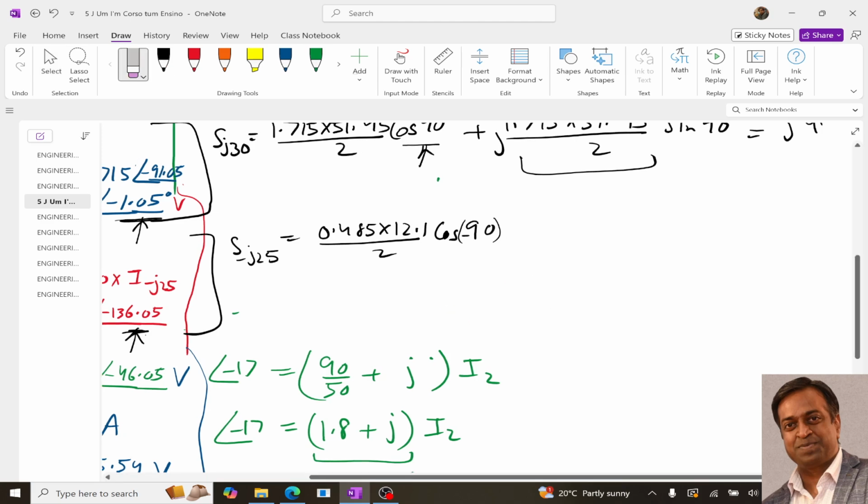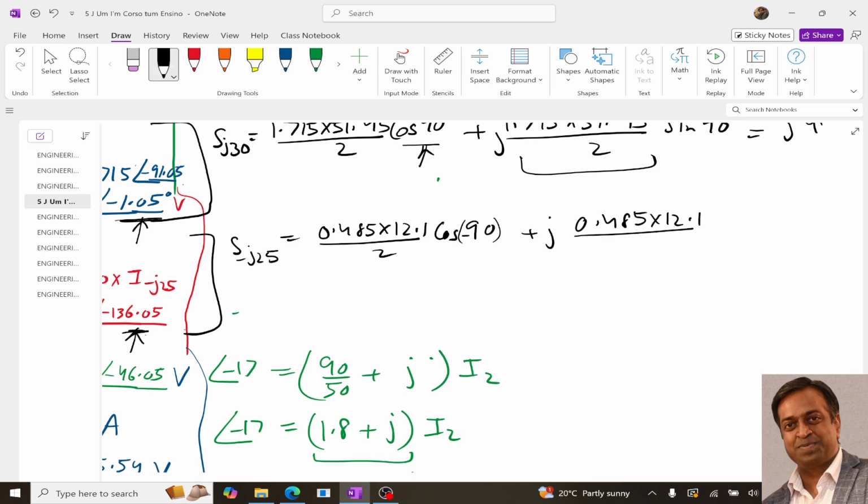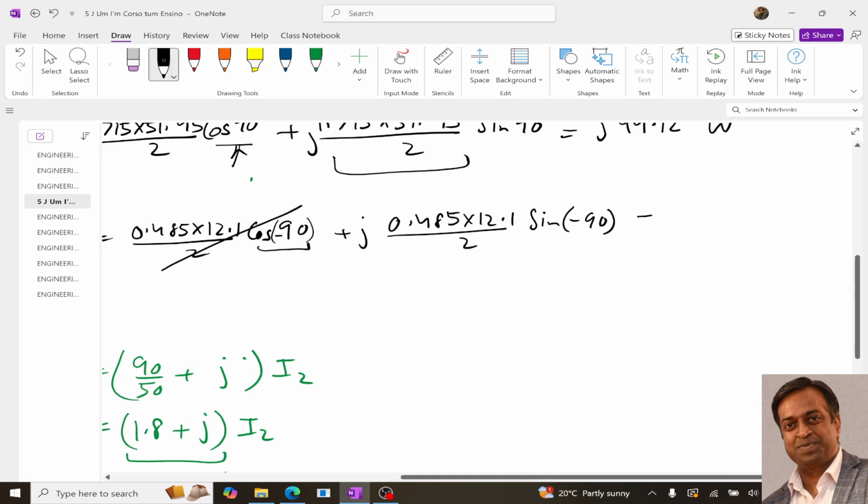And now over here plus j, it will be again 0.485 into 12.1 upon 2, and it will be sine minus 90, right? So this will cancel out, due to this it becomes 0, right? So we will get only this expression. So this will be 5.86 minus 5.8685 j.